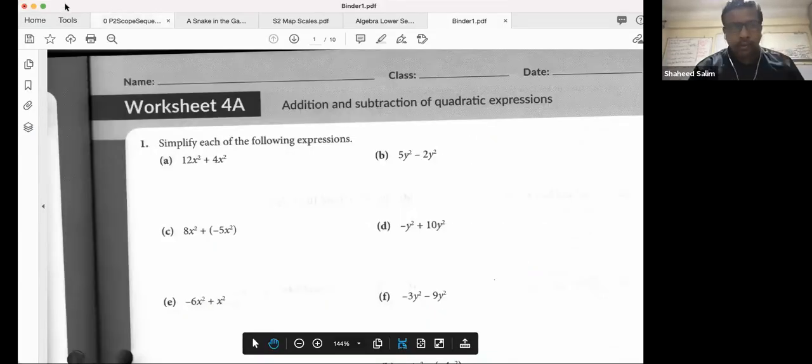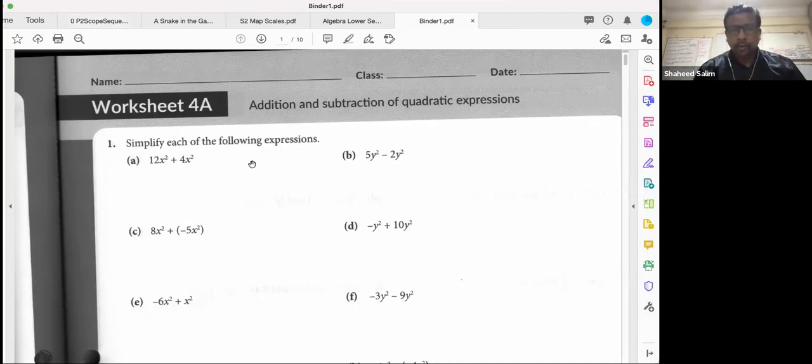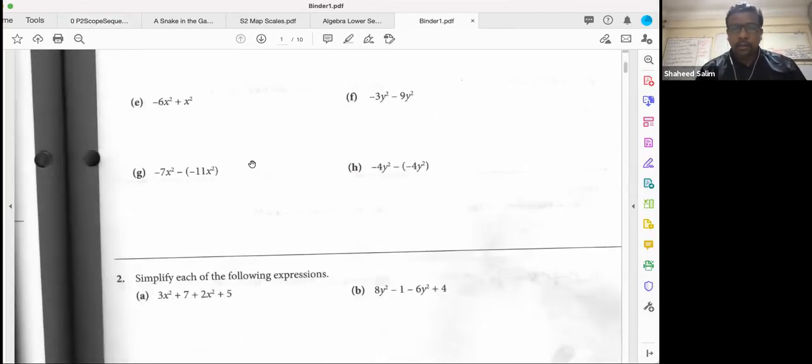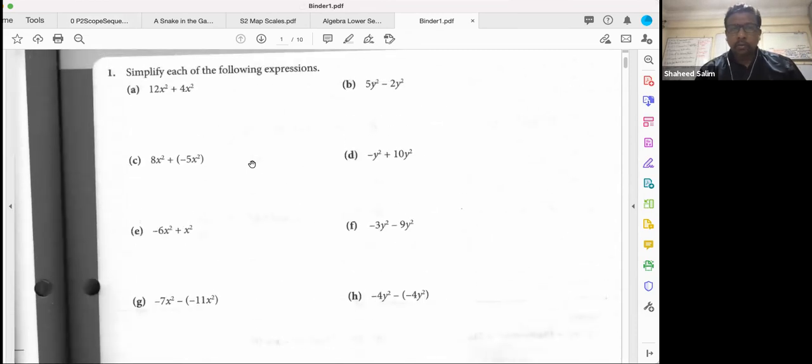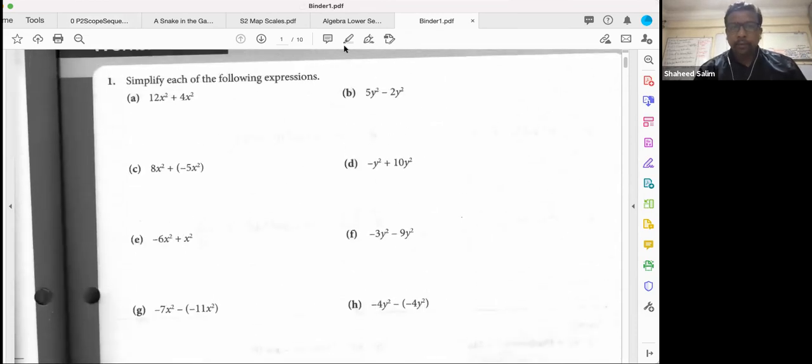Okay, so we got the worksheet straight, right? Here we go. This is chapter number 4, but I'm using the Think book. Okay, it's the same thing. You will cover all this. All right, so we run through very quickly. Okay, you try question number 5. What's the answer?